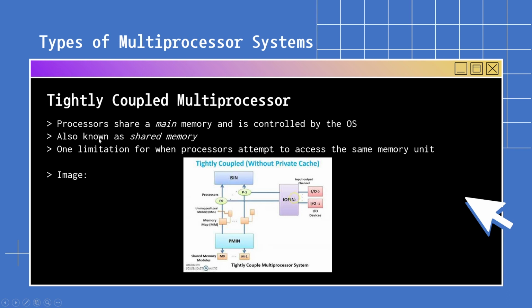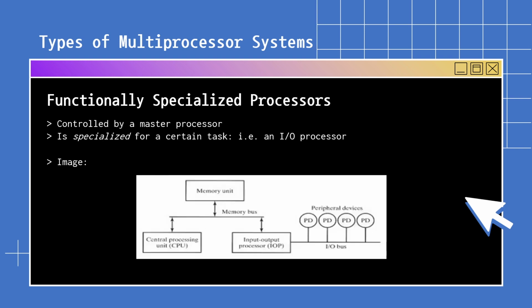So in a way, this will be slower than loosely coupled if you have a lot of processes that require accessing the memory, especially if they're accessing the same memory module at the same time. Last but not least, it's the functionally specialized processor. So from the name itself, it's functionally specialized for a certain task and is controlled by a master processor.